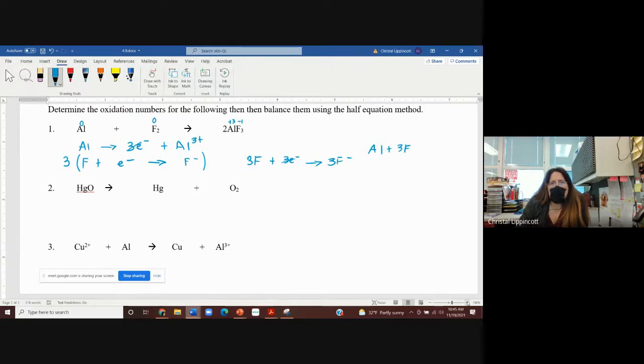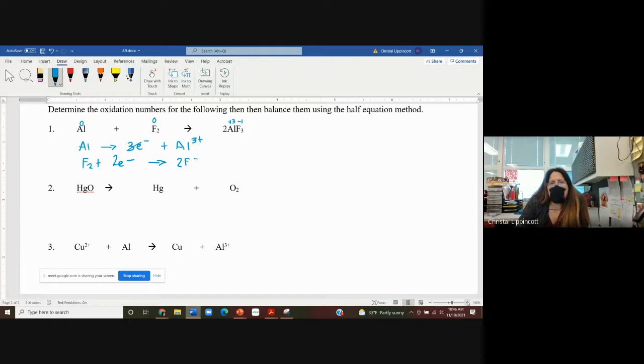Does that add up? No, that is not right. That's F2, so that does not work. Hold on. I got it. Well, this is F2. Okay. Plus 2 electrons is going to give you 2F minus. There we go. Okay, this is looking better.